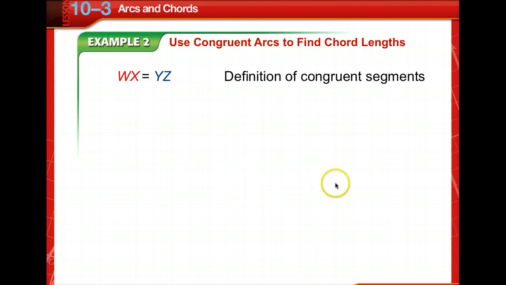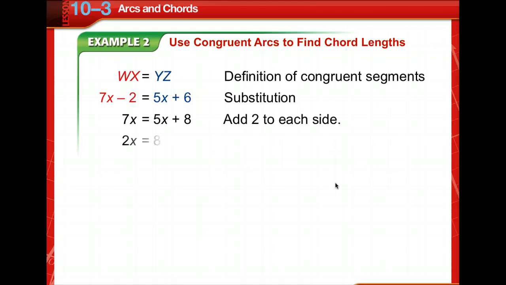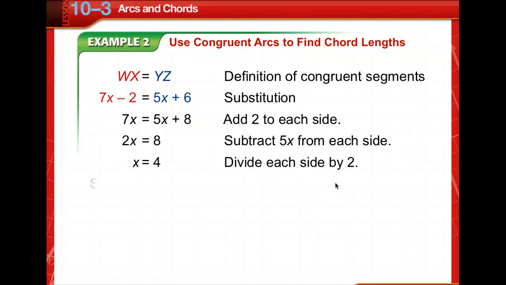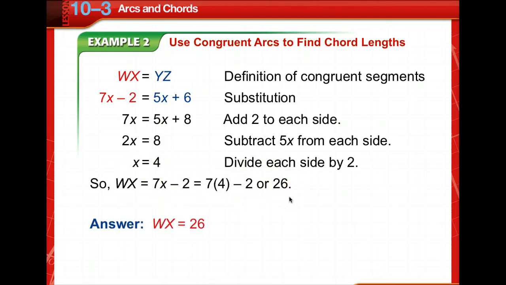So by definition of congruent segments, WX is equal to YZ, so we set the two quantities equal to each other and simply solve for x. Now we're not quite done. Now we need to go back and substitute what we got for x in for x, because we're trying to find the measurement. So WX is equal to 26.